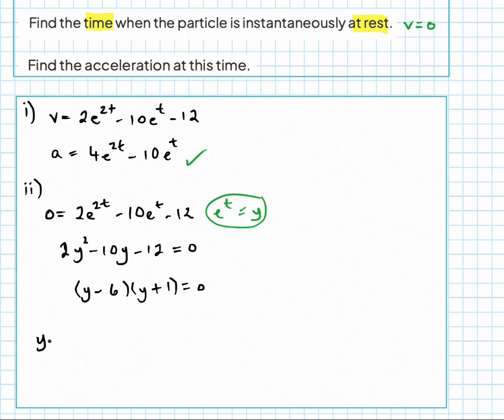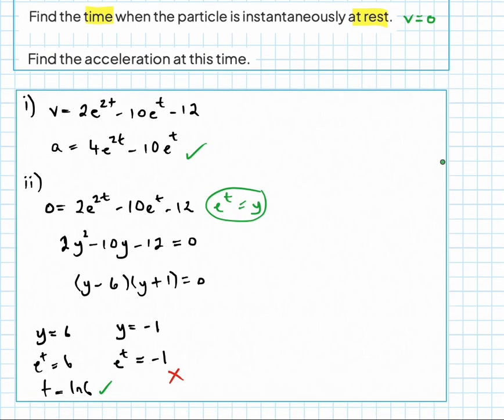We can straight away take away that minus 1. It has no solutions. And when y is equal to 6, we have e to the t is equal to 6, so t is equal to ln 6, the natural logarithm, which is the inverse of the exponential function.